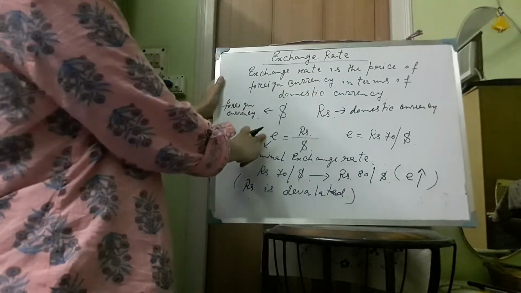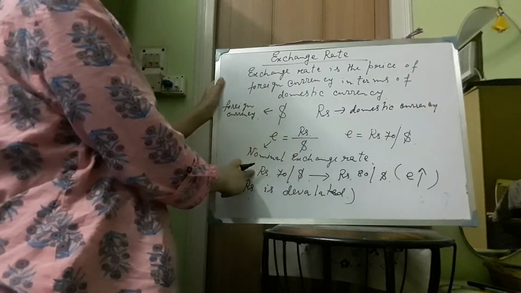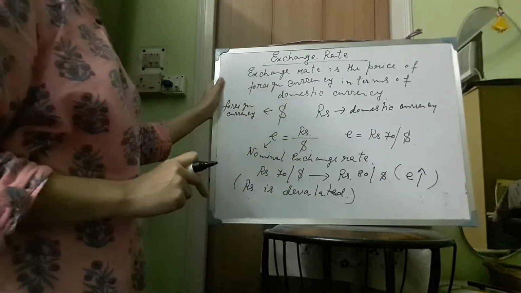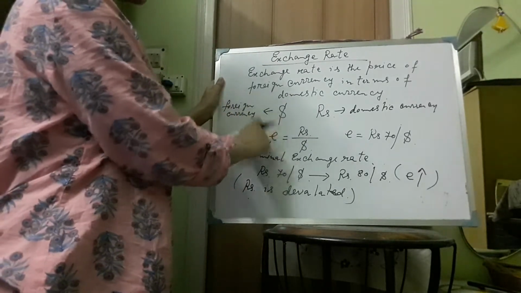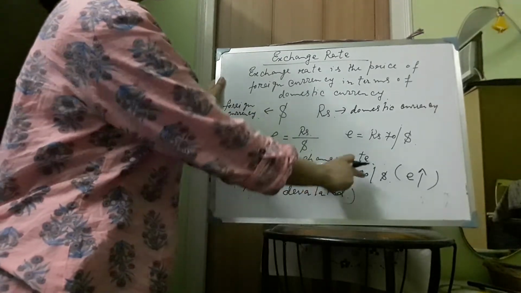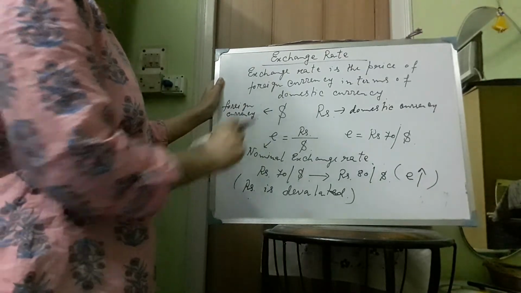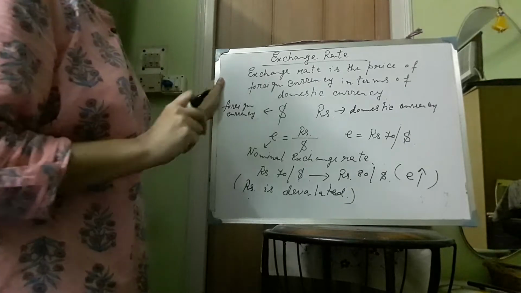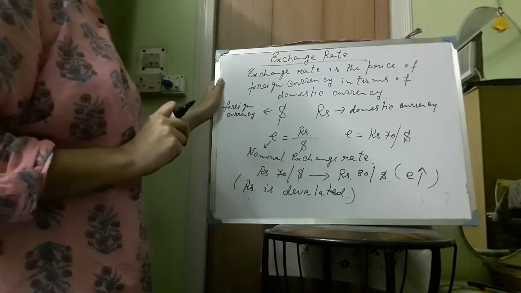Now what is exchange rate? Exchange rate is rupees divided by dollar. Initially exchange rate was rupees 70 per unit of dollar. Now it has become rupees 80 per unit of dollar. That means this number has increased, from rupees 70 to rupees 80. So then we will say that the domestic currency is devalued. There is a devaluation of the domestic currency, that is the devaluation of rupees.